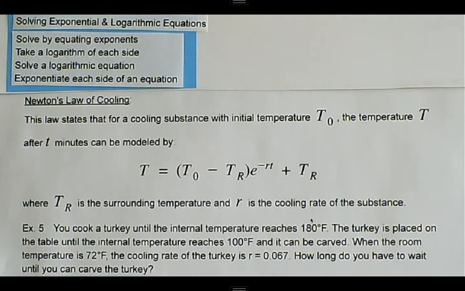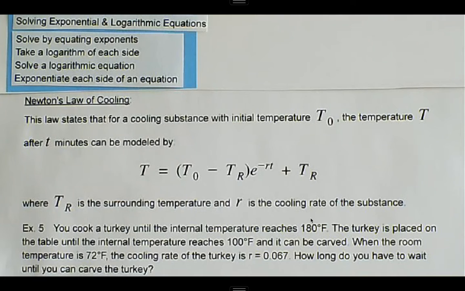Newton's law of cooling. This law states that for cooling substances with an internal temperature T sub 0, the temperature T after t minutes can be modeled by the equation T equals the quantity T sub 0 minus T sub R, multiplied by e raised to the negative rt, plus T sub R, where T sub R is the surrounding temperature and r is the cooling rate of the substance.